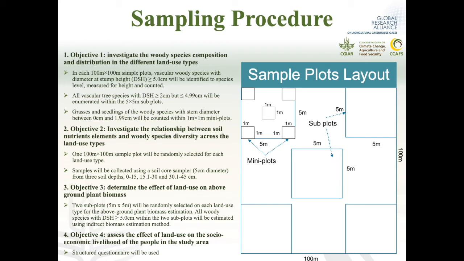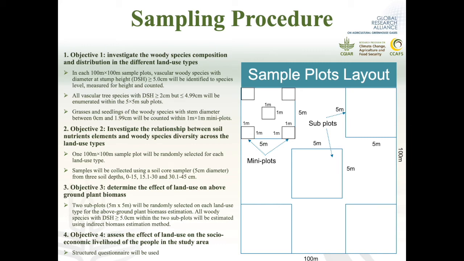Now, objective two, 100 by 100 meter sample plots would be randomly selected of each of the land use types and then would be divided into three equal parts from which soil samples will be collected using a soil core sampler at three different depths with their respective replicates.